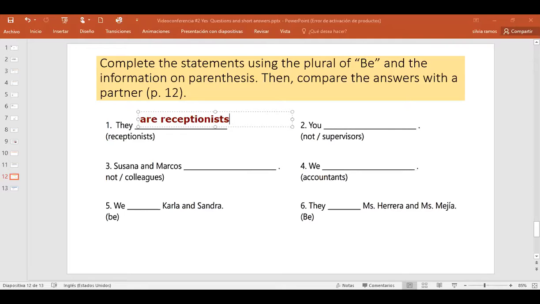Please share with me. Let's see. Yes, Jenny, okay. You are not supervisors. Very well. You are not supervisors. Excellent. Number three, Ivan.